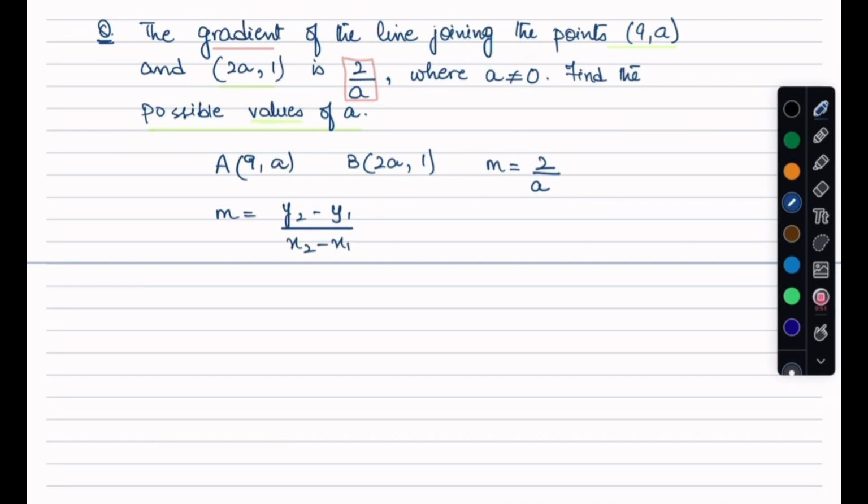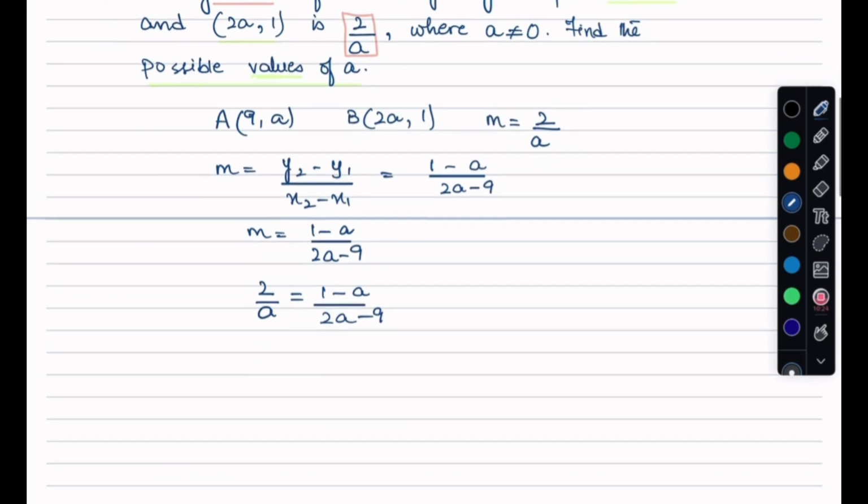So applying the gradient formula, m is equal to y2 minus y1 over x2 minus x1. I can say that it is (1 minus a) divided by (2a minus 9). So the gradient in terms of a after substituting the values is (1 minus a) over (2a minus 9). The gradient is already given to us: it's 2 by a. So inserting the value, 2 by a is equal to (1 minus a) divided by (2a minus 9).